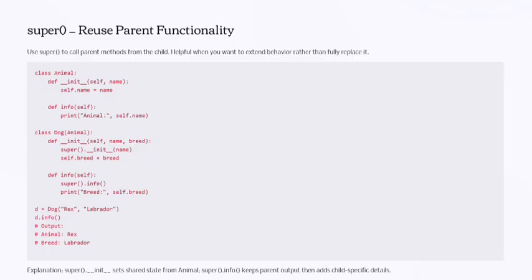Why use super? Suppose we have a parent class, animal, with name attribute, and the child class dog. Dog also needs base attributes. So instead of rewriting the parent initialization code, we use super.